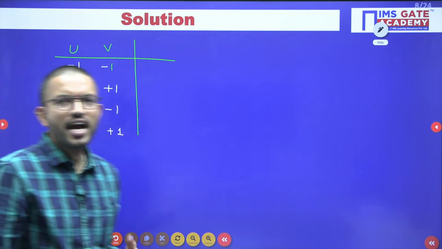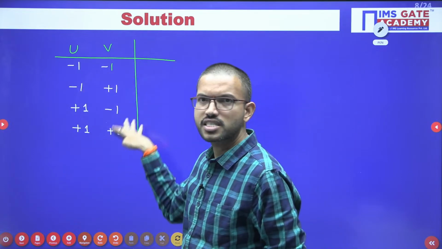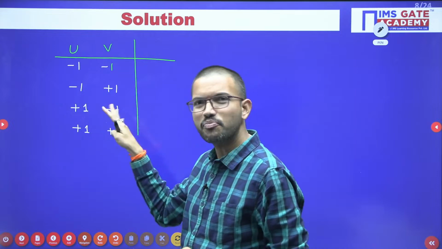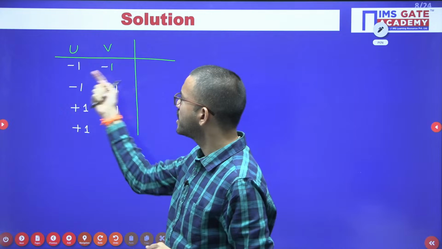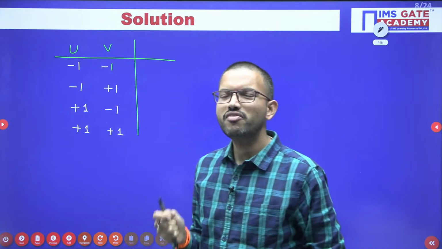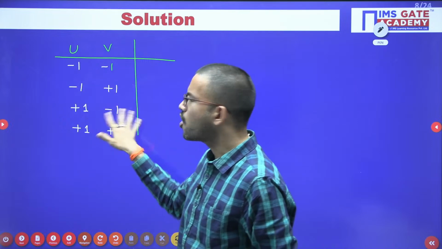Just like when you have 0 and 1, whenever you have two variables you get four combinations: 0 0, 0 1, 1 0, 1 1. In the similar way, in this question they have mentioned that regarding U and V the possible values are +1 and -1. With the help of that, just represent all four combinations.